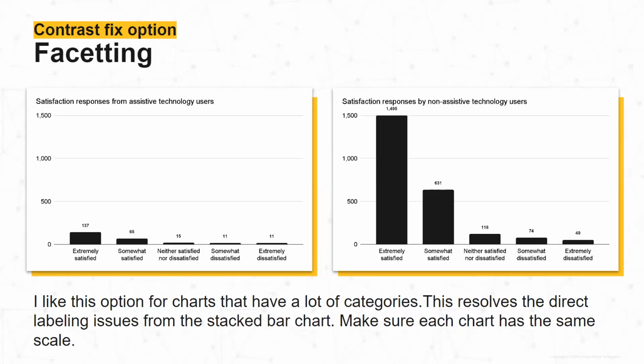Faceting the data is another option. I like this option when there are a lot of categories because it's a nice way to resolve some of the direct labeling issues. Another thing you can do here is have one visualization that is more of an aggregate view, and then people have different wants and needs. So a lot of accessible data visualization is about flexibility. Maybe you want a good visual of the aggregate view, but then people can dig into the details with some of these other views.